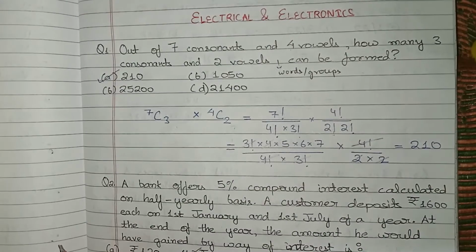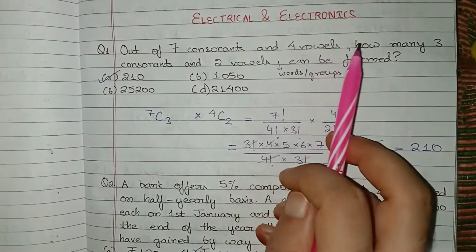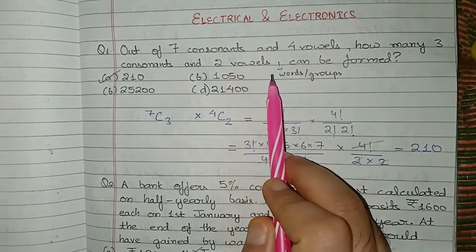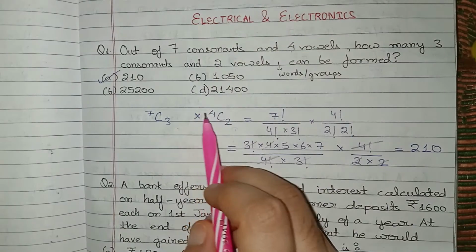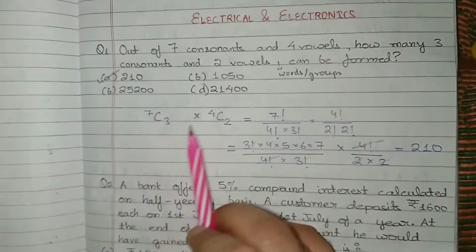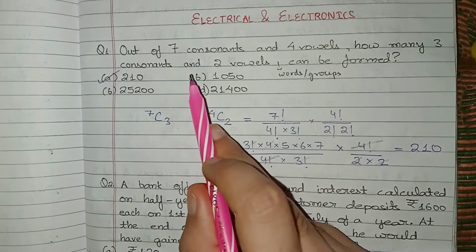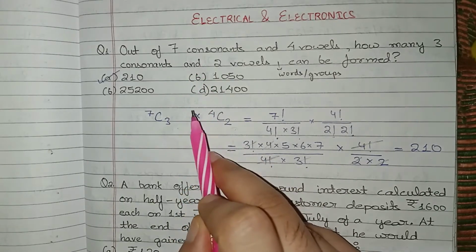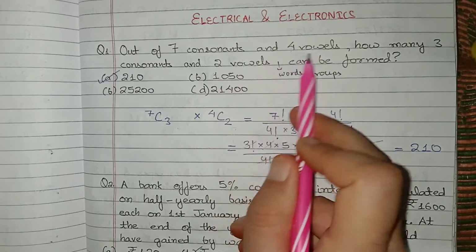Coming to the first question, out of 7 consonants and 4 vowels, how many words or groups of 3 consonants and 2 vowels can be formed? So we have to select 3 consonants out of 7, so it will become 7C3. There's an "and" in between, so we'll multiply. If there was an "or", we would have added. And 2 vowels out of 4 vowels.